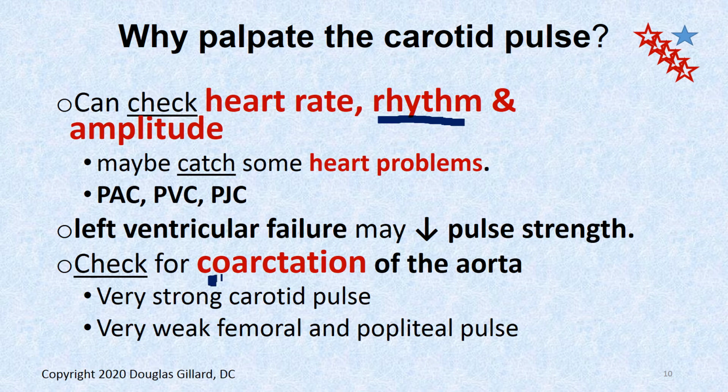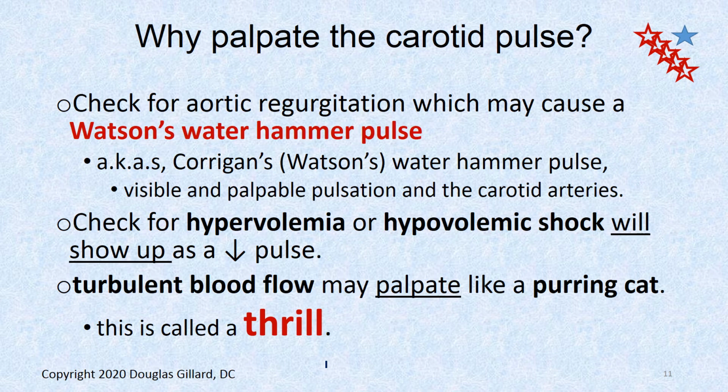You might catch a coarctation, where there's a beaver dam just after the left subclavian takeoff from the aorta, and you'll have very strong pulses in the carotid pulse, but very weak pulses in the femoral and popliteal pulse. You can catch a Watson's water hammer. Have I talked about that yet?